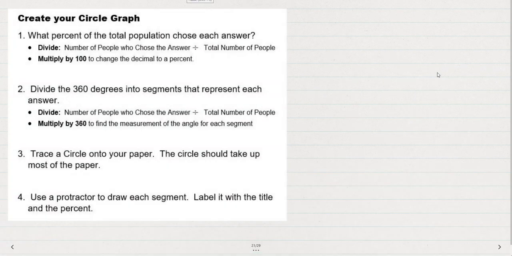In this video, I'd like to walk you through the process of how to create your circle graph. Here's the list of steps I'm going to follow. I'm going to start by determining what percent of the total population chose each answer. And to do that, we divide the number of people who chose an answer by the total number of people who were included in the survey.